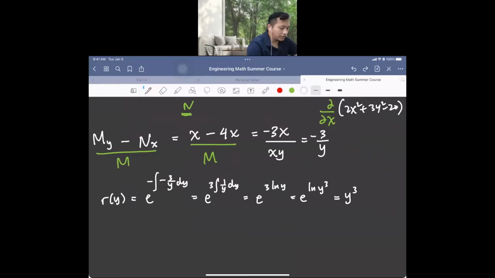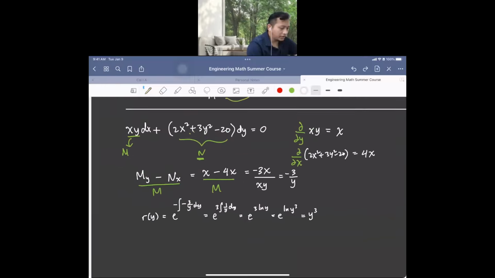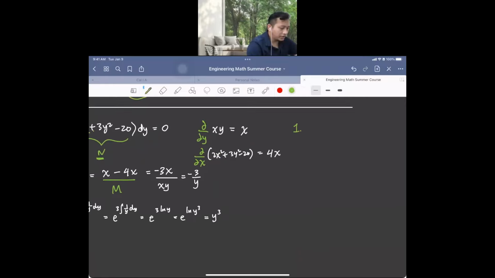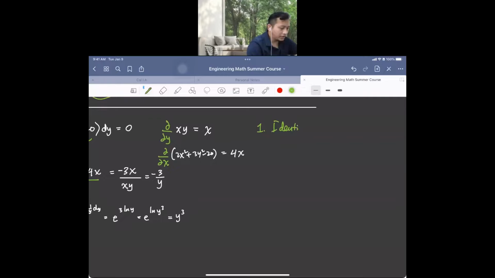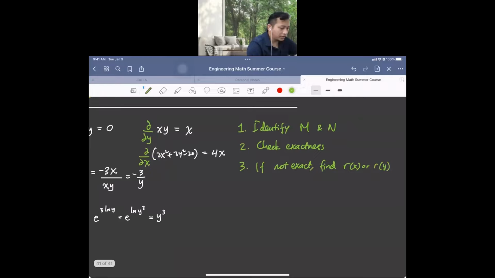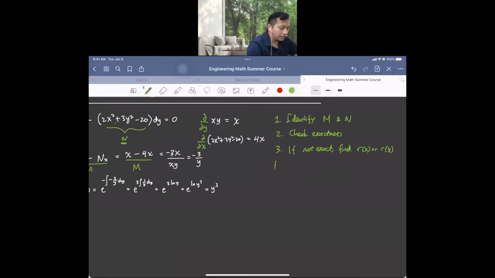What happens after this, the second step, so let me write here. First, identify m and n, check exactness. If not exact, find r. It can be rx or ry. And then multiply the equation with r. Okay, that's the idea.